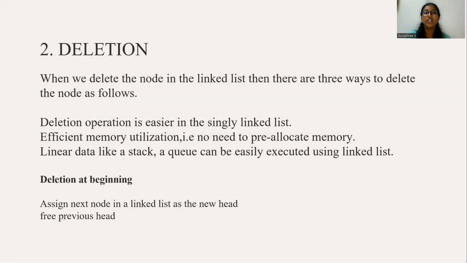Moving on to deletion. When we delete a node in a linked list, there can be three ways to delete a node: deletion at the beginning, deletion at the middle, deletion at the last. If it is at the beginning, then we have to assign the next node in the linked list as the new head and free the previous head already present.